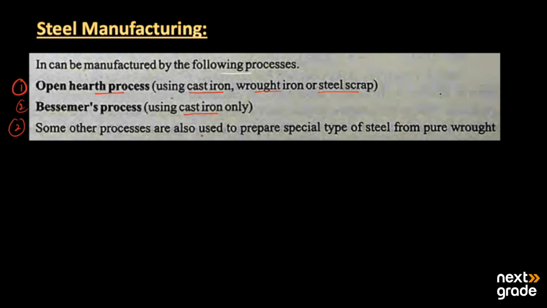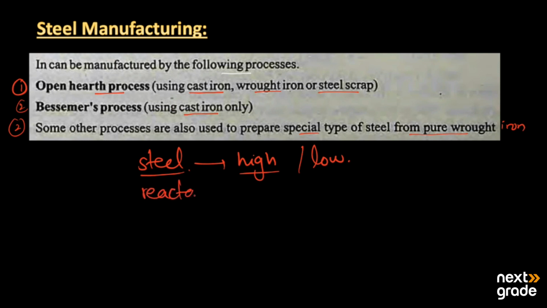There are some other processes that are used to prepare special types of steels from pure wrought iron. It all depends upon what type of steel we want to prepare, whether high quality steel or low quality steel. It depends upon the type of process and what type of main substance we have as a starting material for its preparation. So we have to choose the process very carefully.